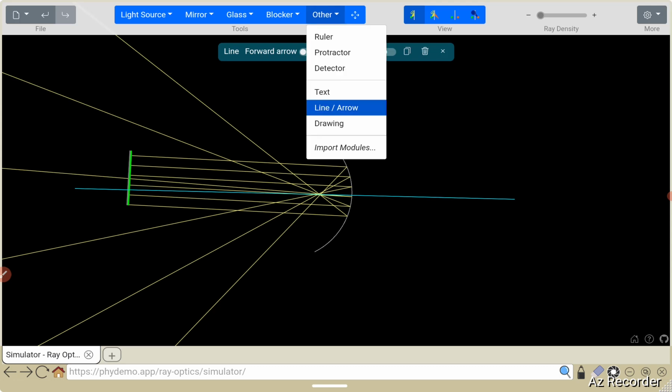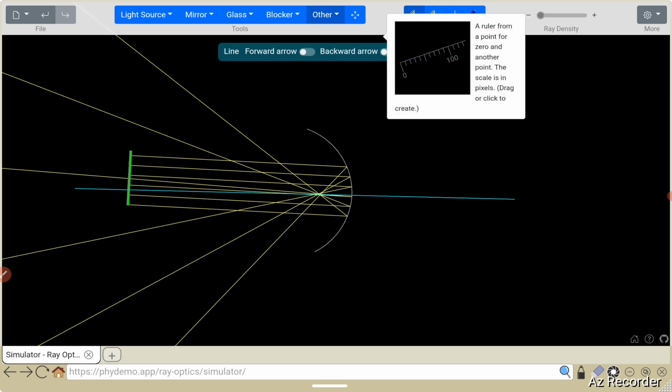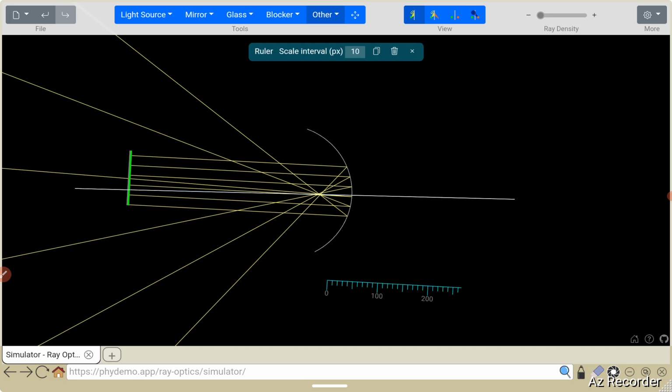I am just taking the ruler. Okay, this is the ruler. I will shift here. From focus to pole, it is showing somewhere 60. Correct? 10, 20, 30, 40, 50, 60. 70, 80, 90, 100, right? So 60 millimeter let us take.